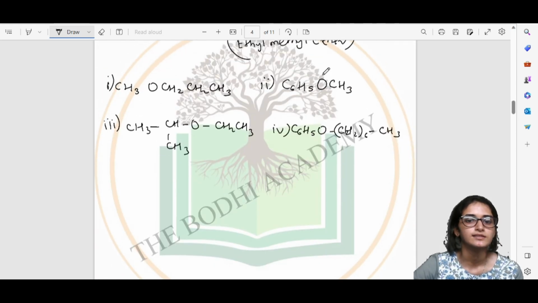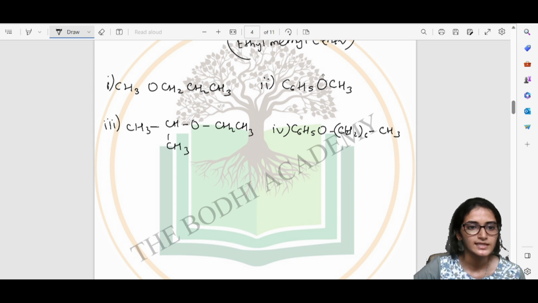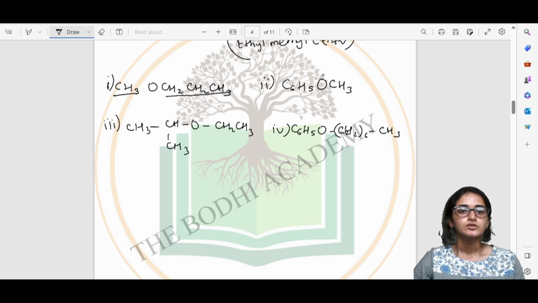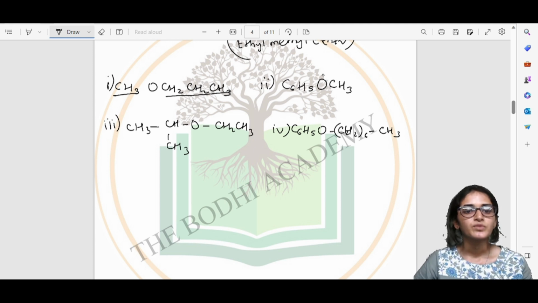Now these are some examples that we will solve. Okay. In the first example we can see that on the left-hand side there is a CH3 group, on the right-hand side there is CH2, CH2, CH3, which is propane. Okay, so here according to IUPAC the name will start with the alkyl group having fewer carbons. So here methyl is the one having fewer carbons and this is having more carbons. So the name will be methoxypropane.